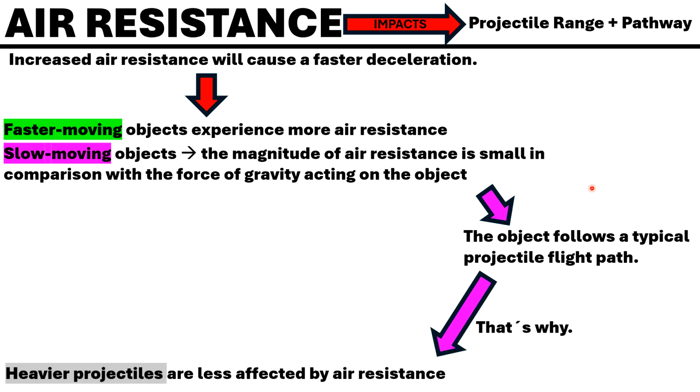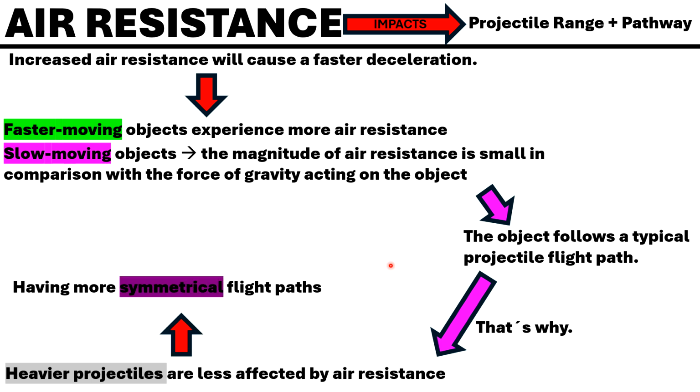Therefore, they will follow a more typical projectile flight path. And there's another case where the force of gravity is way higher than the magnitude of air resistance, and that's when the projectile, the object moved, is heavy. Because it's heavy, there's higher weight, higher gravity acting on it. So slow-moving objects and heavy projectiles will follow a typical projectile flight path. And how do you know if it's typical? Well, it's going to be more symmetrical, looking like this. If you divide it into two, it's pretty symmetrical.